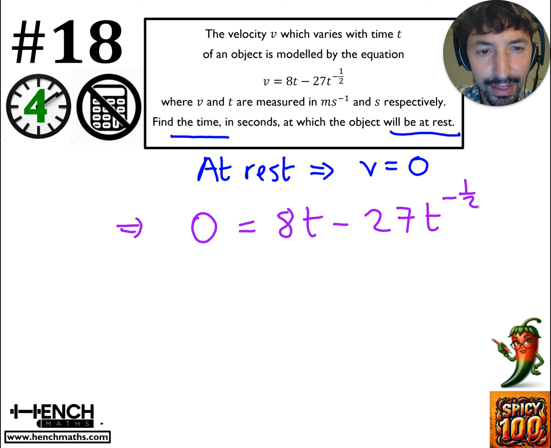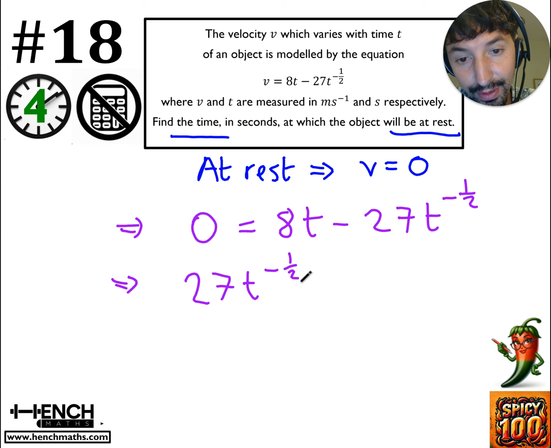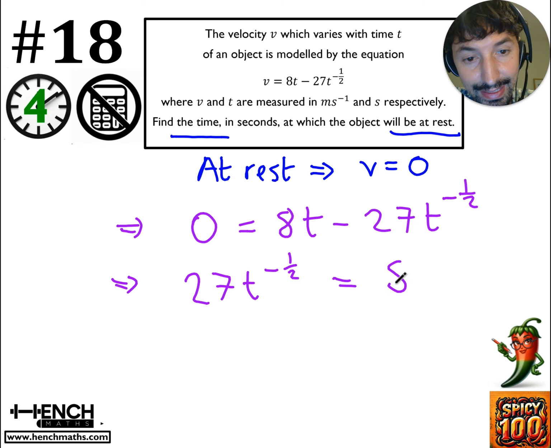When we've got negative indices, I think it's useful to take one of them to the other side. So I'm going to move the negative 27t to the power of negative half to the other side. So 27t to the power of negative half is going to be equal to 8t.